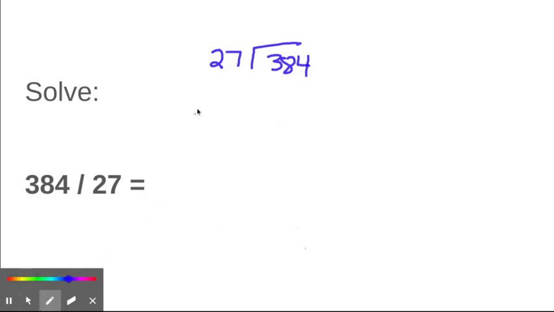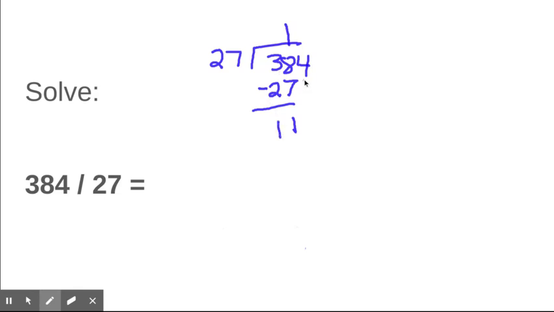All right. So I don't know how many 27s go into 384, so I'm going to break it down and make it simpler. How many 27s go into 38? Well, I know it can only go in there one time, so I'm going to put the 1 above the 8 in 38. Then I'm going to subtract. 8 minus 7 is 1. 3 minus 2 is 1. Bring down the 4. How many 27s go into 114?